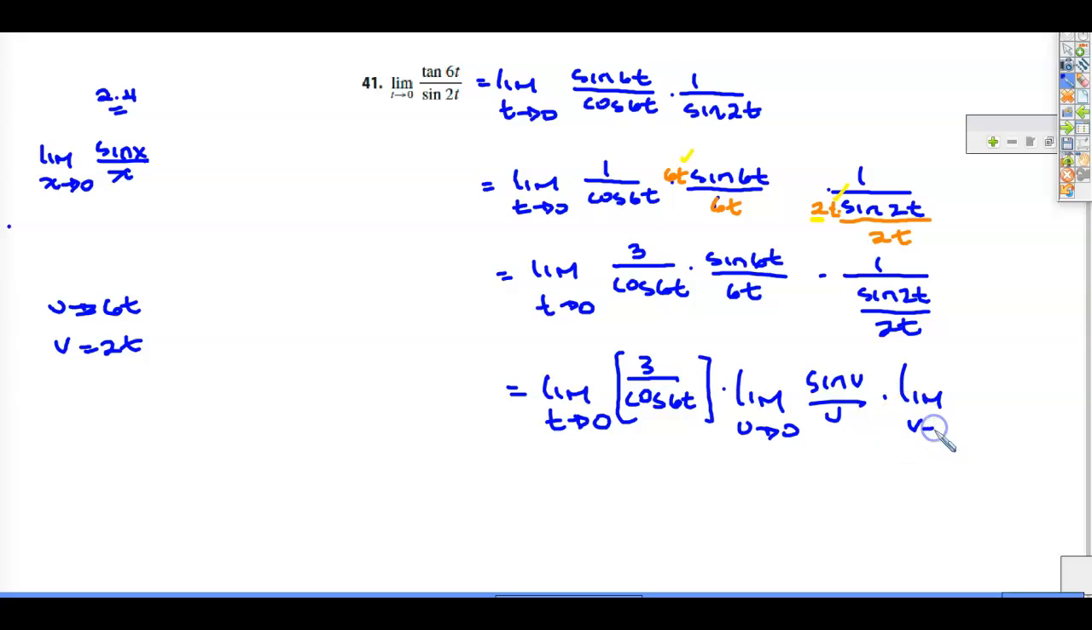v approaches 0, but this is 1 all over sine v over v. So when you do your direct substitution here, you're going to get 3 times, and then this is going to give you a 1, and then this is going to give you a 1, and therefore I yield 3.